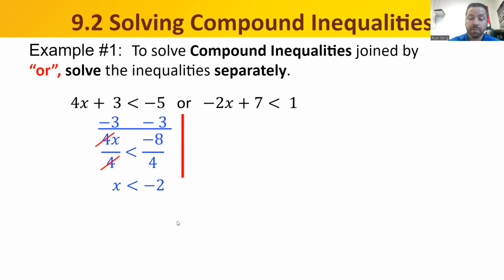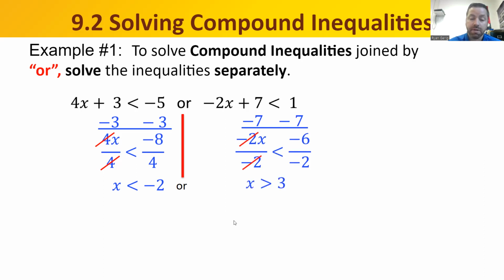I'm going to subtract 7 from both sides. So it leaves me with -2x is less than -6. This time I am dividing by a negative. So I'm going to flip the sign and get x is greater than 3.